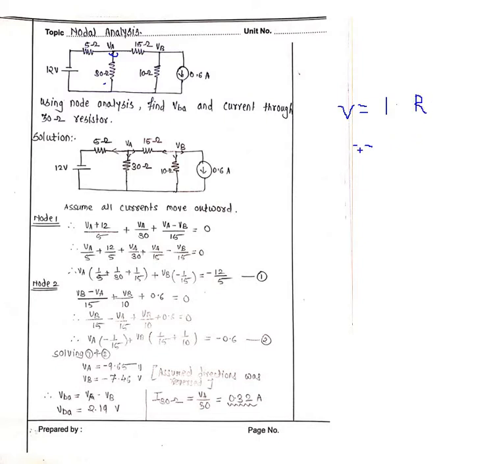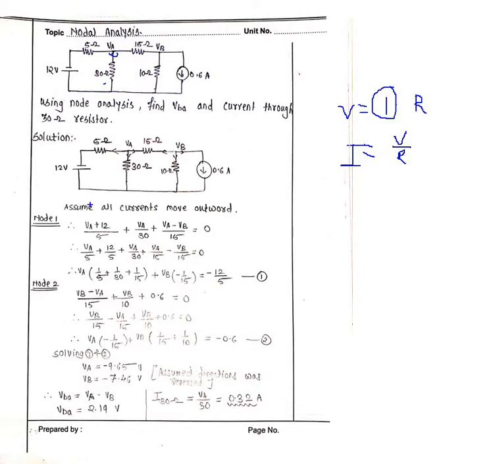What is the I value? I need only the I value. If I need the I value, it means I is equal to V divided by R. You should know that. Coming to that point, how many nodes are there? Node 1, node 2. There are two nodes.